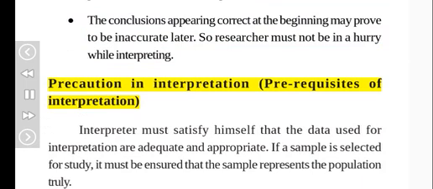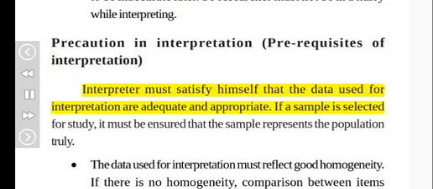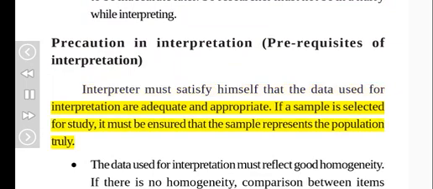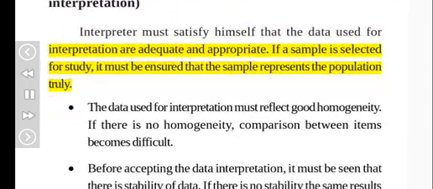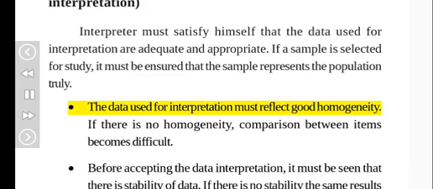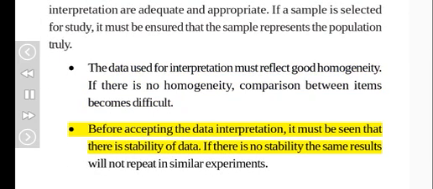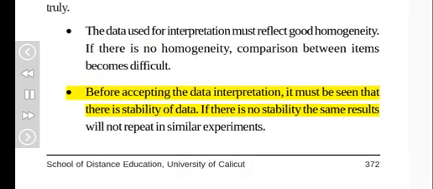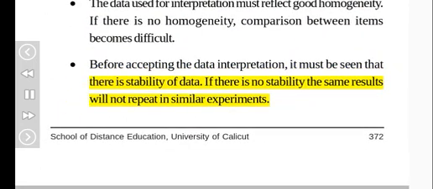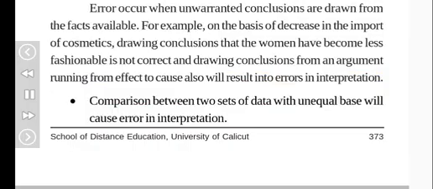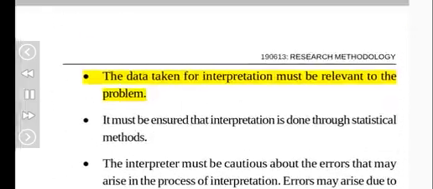Precautions in interpretation, prerequisites of interpretation. The interpreter must satisfy himself that the data used for interpretation are adequate and appropriate. If a sample is selected for study, it must be ensured that the sample represents the population truly. The data used for interpretation must reflect good homogeneity. If there is no homogeneity, comparison between items becomes difficult. Before accepting the data for interpretation, it must be seen that there is stability of data. If there is no stability, the same results will not repeat in similar experiments. The data taken for interpretation must be relevant to the problem.